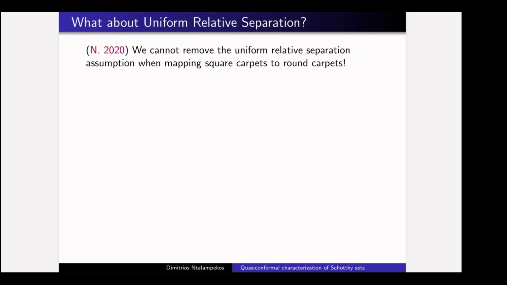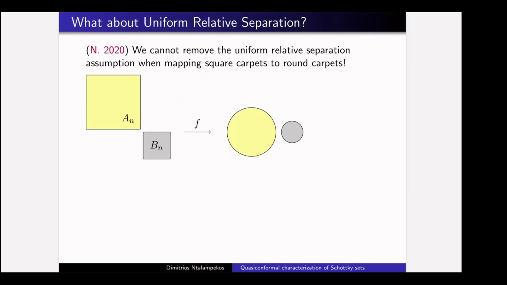And let me sketch the argument. It's pretty simple. Let's suppose that we have a square carpet that gets mapped with a quasi-conformal map to a round carpet, but the uniform relative separation condition is not true. So this means that there exist sequences of squares that are very big compared to the distance between them.